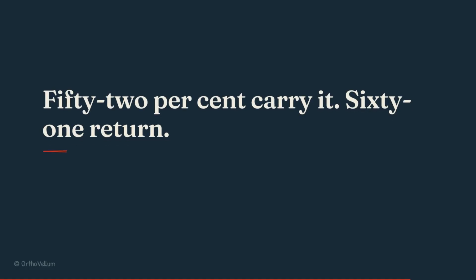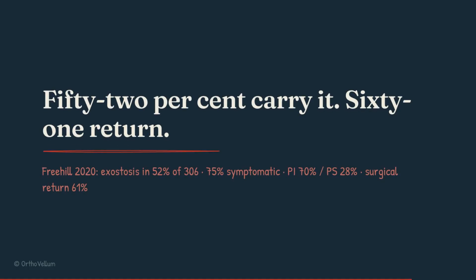The Bennett lesion. Freehill, 2020, 27 studies, 306 athletes. 52% had a thrower's exostosis on imaging, and of those, 75% were symptomatic. The lesions sat posterior-inferior in 70%, posterior-superior in 28%.